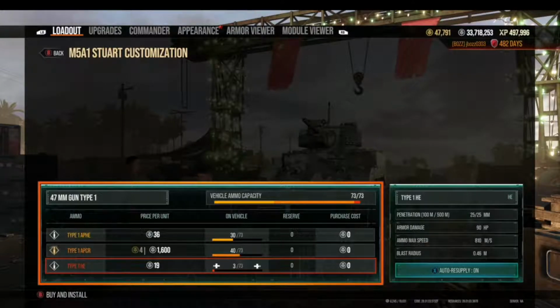Okay, so think about that. APCR gets a 2 degree normalization. It can overmatch. It is affected by distance. It does not pre-detonate, and it also ricochets at 70 degrees.